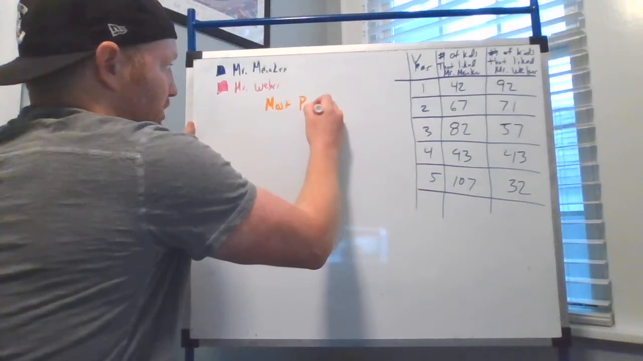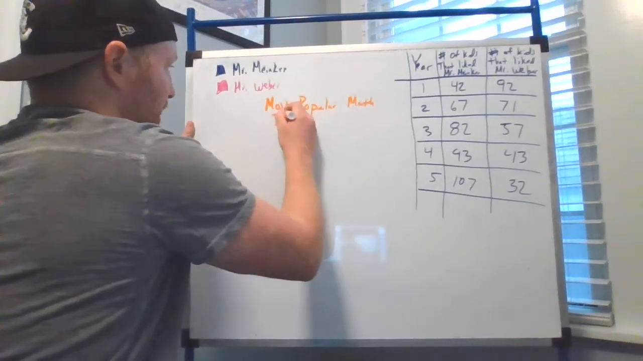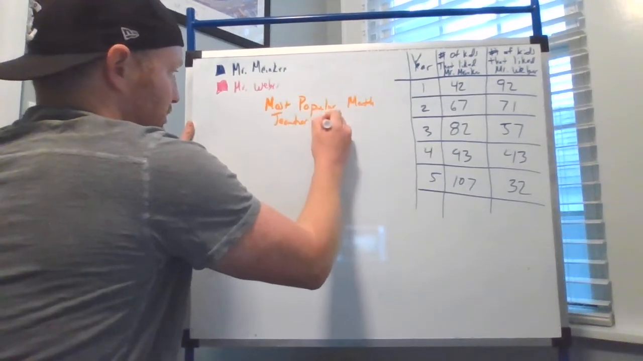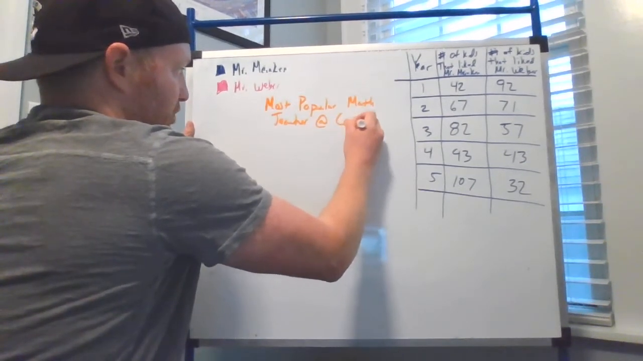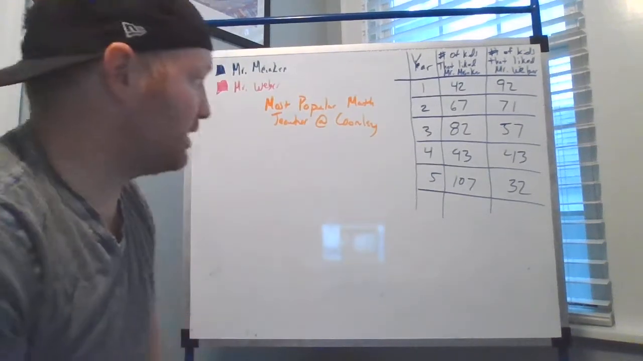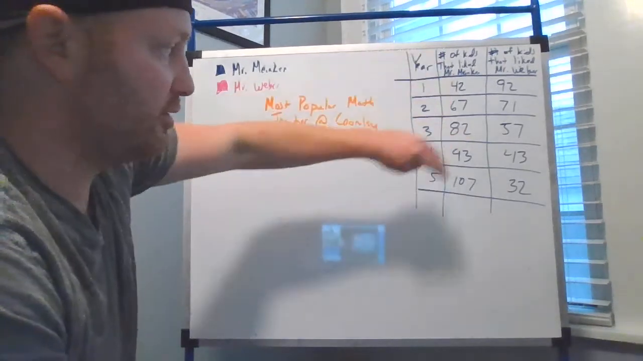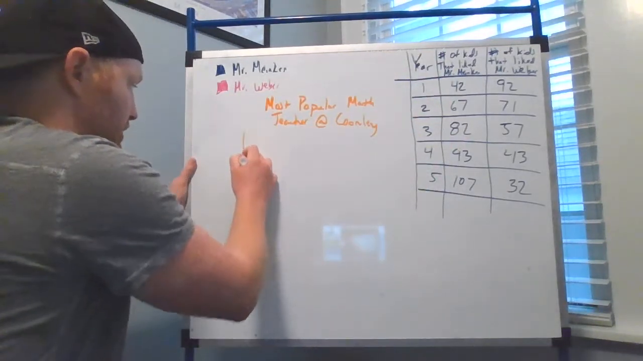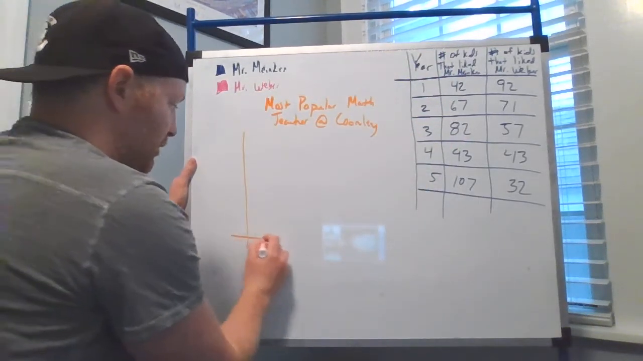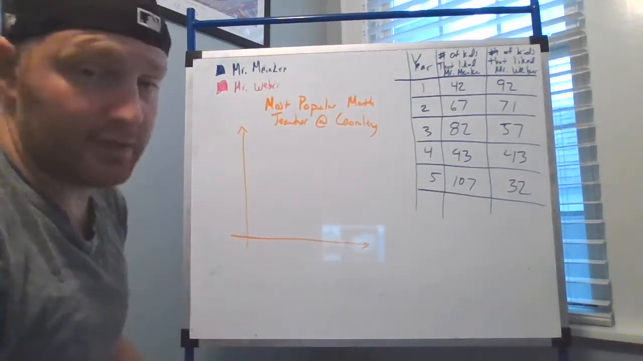Most popular math teacher at Coonley. Have a little fun with it, okay? So let's get into it. This is only going to be graphed in quadrant 1 because all my numbers are positive, and this is true for most line graphs that you're going to be making. Okay? Now, that is the first thing I do.